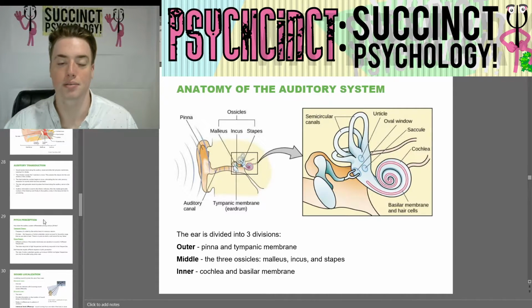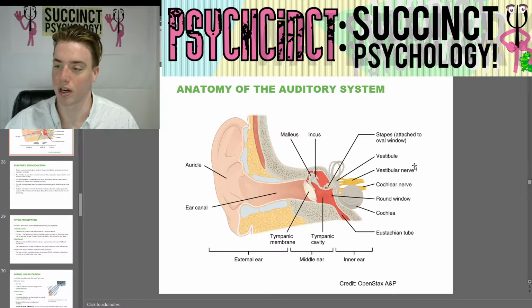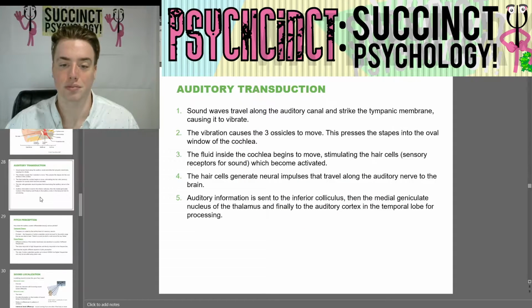Then we have the inner ear, which is the cochlea, right here, and the basilar membrane and the hair cells. So, going on with that, we have a more in-depth illustration of the anatomy of the auditory systems, and it again highlights what makes up the external ear, the middle ear, and the inner ear.